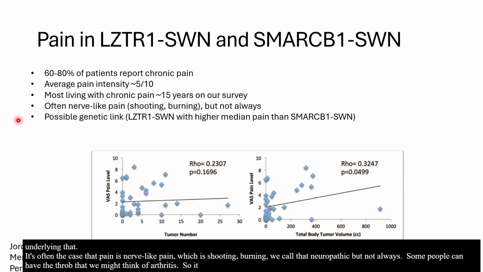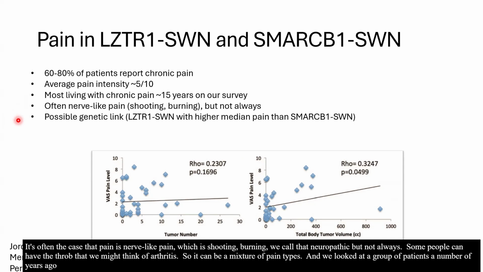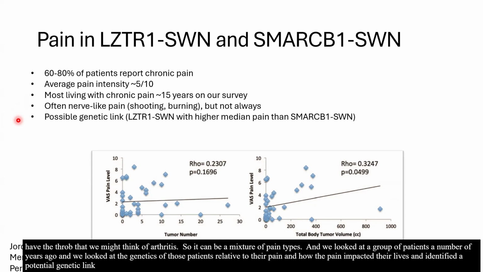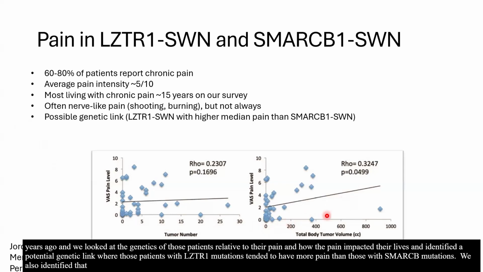We looked at a group of patients a number of years ago and looked at the genetics of those patients relative to their pain and how the pain in fact impacted their lives, and identified a potential genetic link where those patients with LZTR1 mutations tended to have more pain than those with SMARCB1 mutations. We also identified that patients' total body tumor volume did have some correlation with their pain. So the more tumor in your body in patients with schwannomatosis, the more pain, roughly.